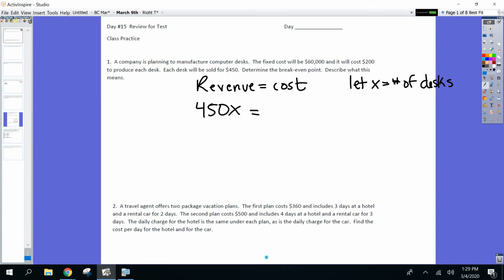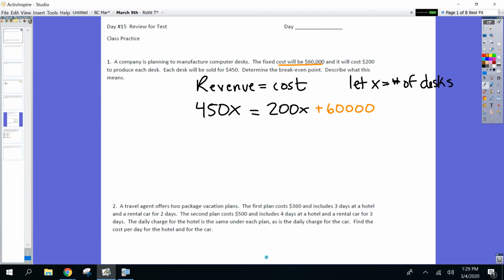All right, cost can get a little tricky. Let me first ask you, how much does it cost to make a desk? $200 a desk, but most of the time you're going to have what's called a fixed cost, which means no matter if you make 1 or 100 desks, you still have to pay $60,000. All right, so to this 200X, I'm going to have to add $60,000. Okay, everybody good? So the cost is how much it makes plus whatever's the fixed cost.